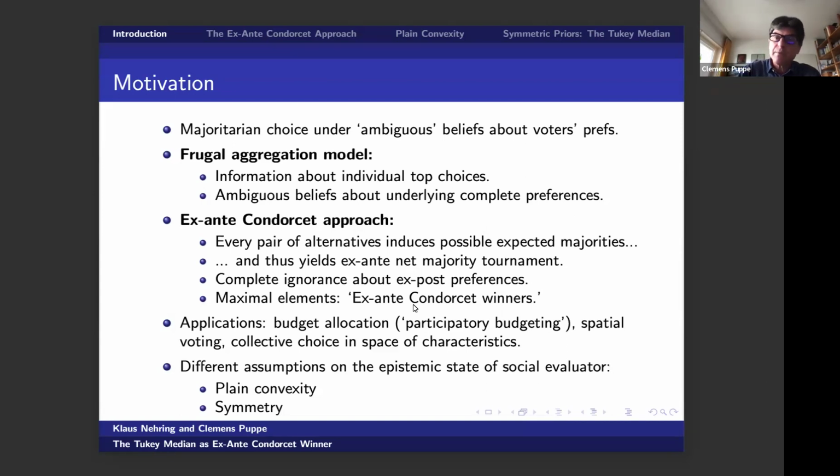Individuals have different opinions about how the tax money should be spent, and then we try to find a compromise. That would be an application of the model.